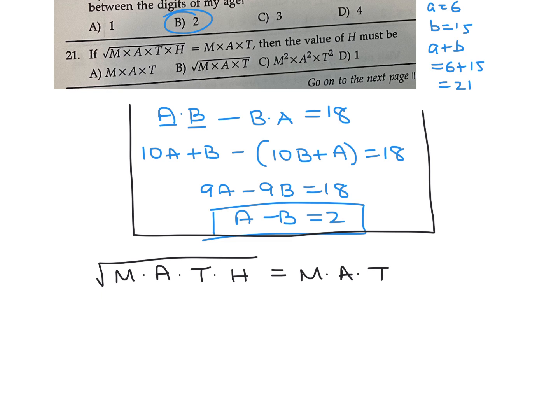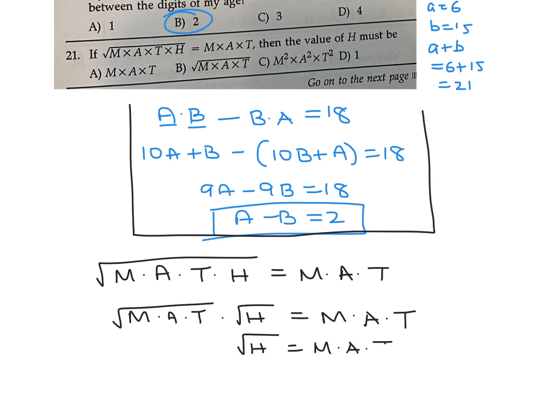So if we break this up, it's going to be m times a times t, and then times that by h, with this m times a times t like that. So the square root of h would be m times a times t over m times a times t. So that basically means that the square root of h is m times a times t square root. And therefore, if we square both sides, h would be equal to m times a times t. So, therefore, that would be A for 21.